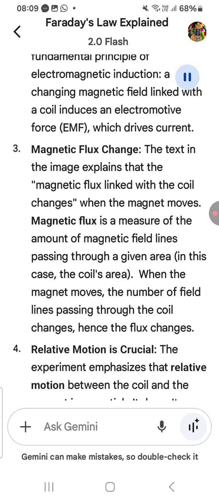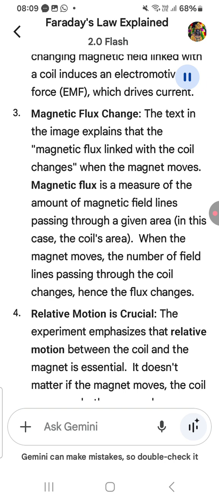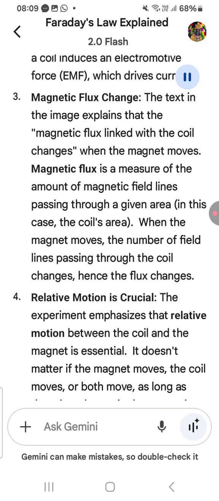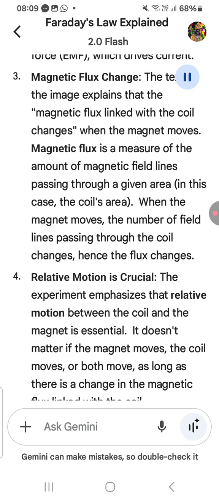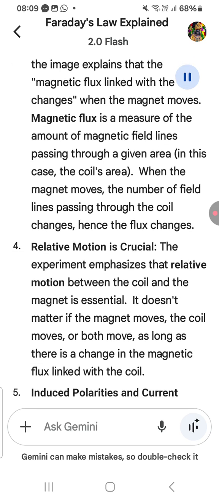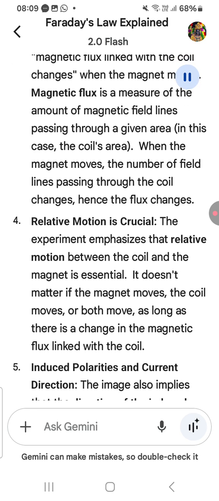4. Relative motion is crucial. The experiment emphasizes that relative motion between the coil and the magnet is essential. It doesn't matter if the magnet moves, the coil moves, or both move, as long as there is a change in the magnetic flux linked with the coil.